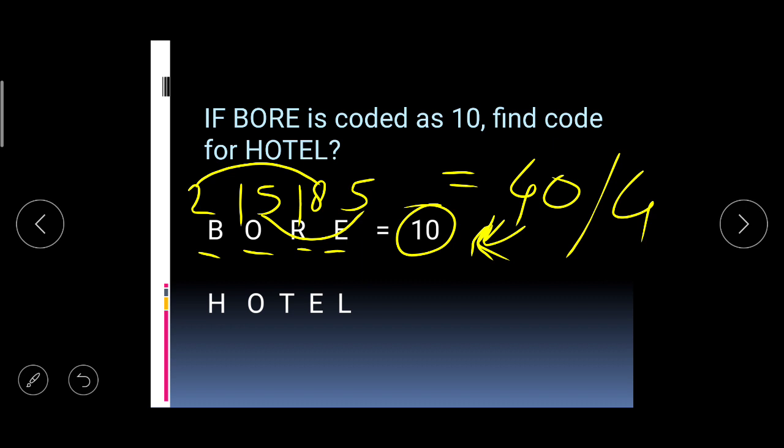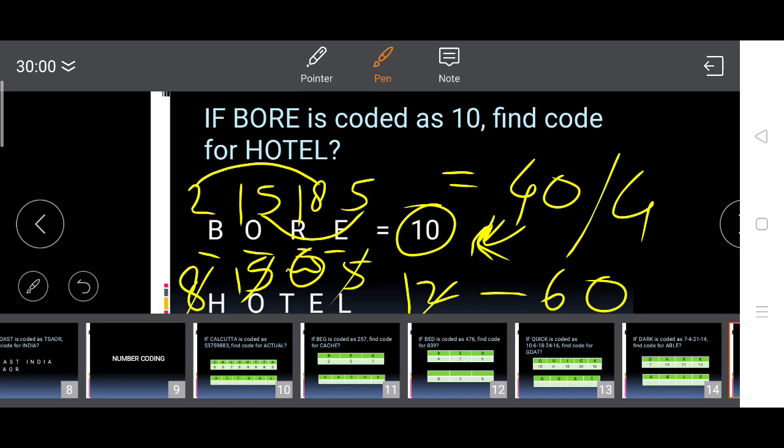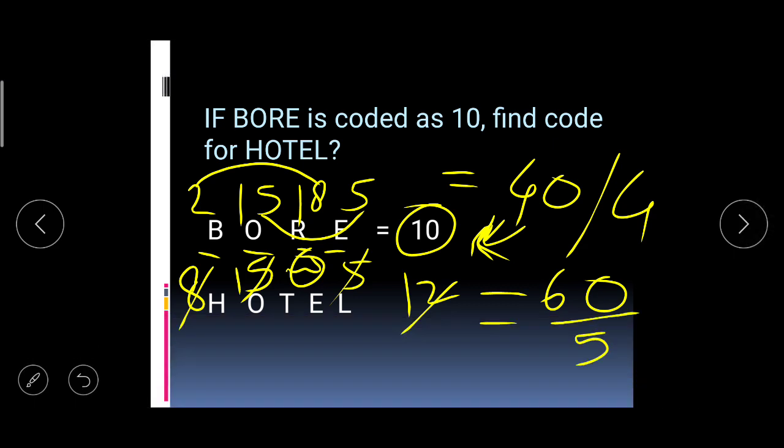So just write down. H is 8, O is 15, T is 20, E is 5, and L is 12. Let's add it. When you add all these, 15 and 5 is 20, and this is again 20. 20 and 20 is 40, and this is 20. That means 60. Right? This is the simplest way of calculating. And how many letters are there? 1, 2, 3, 4, 5. 5 letters. I'll just divide it by 5. So my answer is 12.